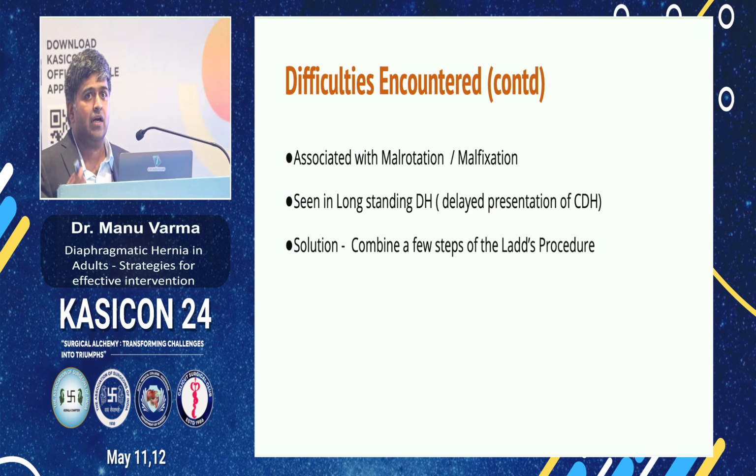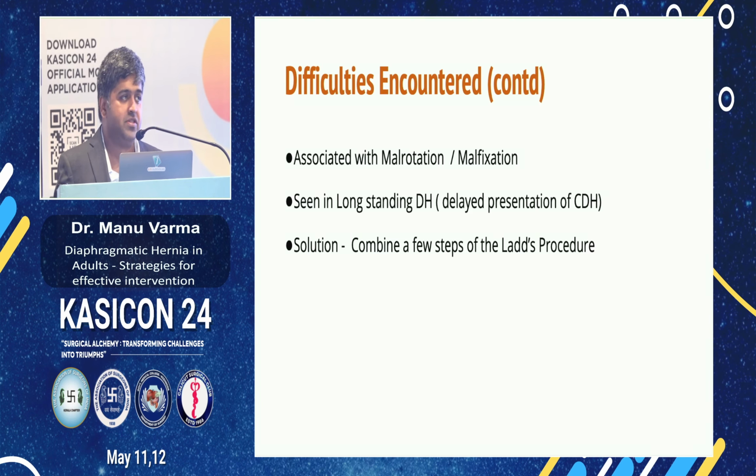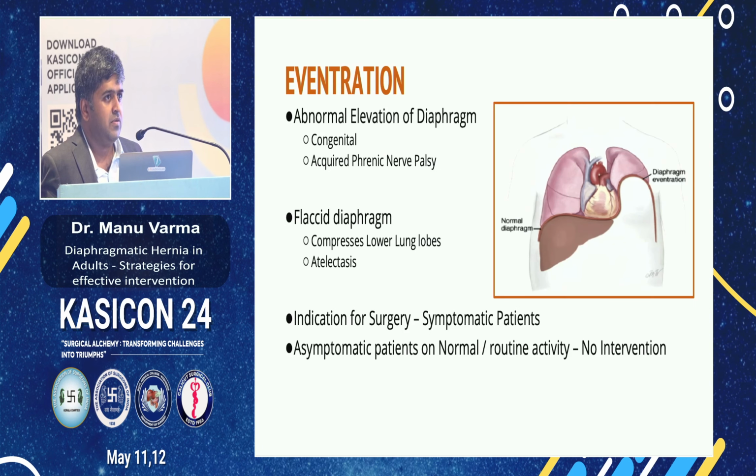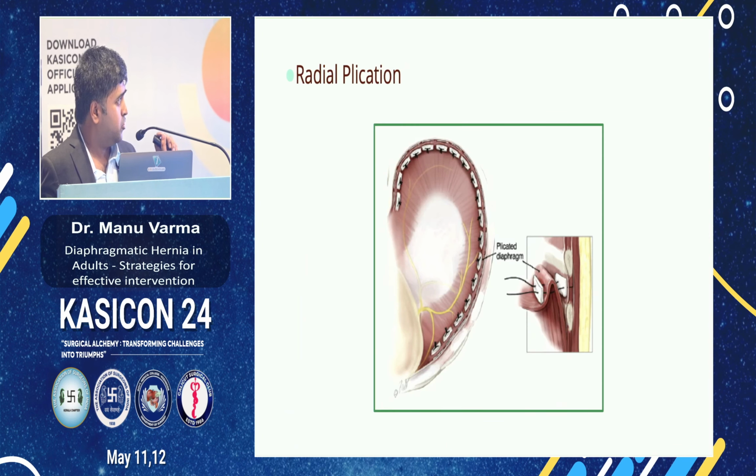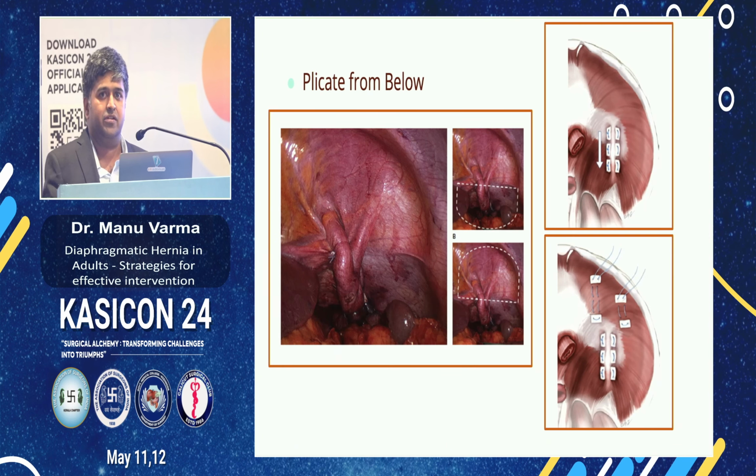Now, if you encounter the situation where you see malrotation as well, there's a very high chance for it as well. Do combine a few steps of the Ladd's procedure once you reduce the contents. So I guess this is the crux of the matter, and a couple of slides on eventration. The management is to plicate either from below or from above. The approach could be a thoracoscopy or a thoracotomy or a laparotomy or a laparoscopy. So that's the talk in a nutshell.